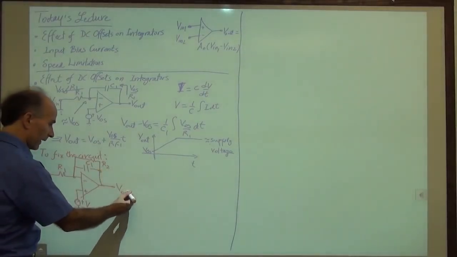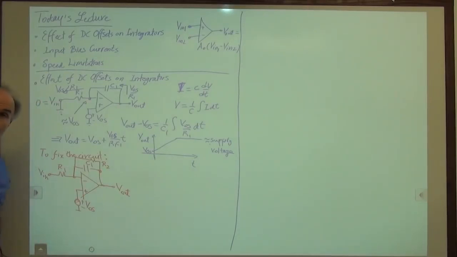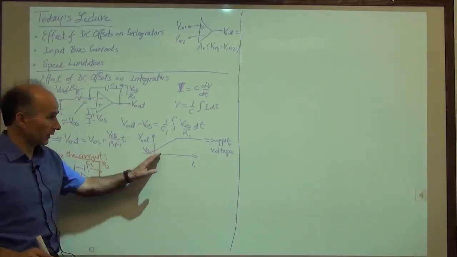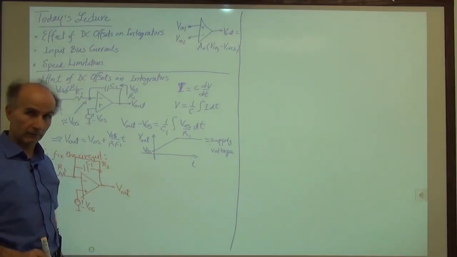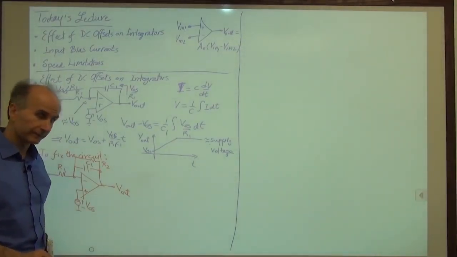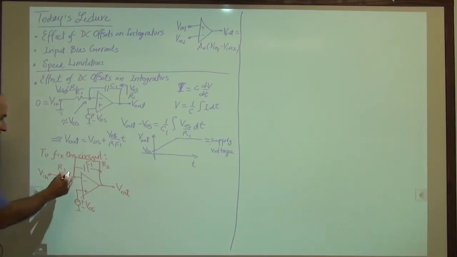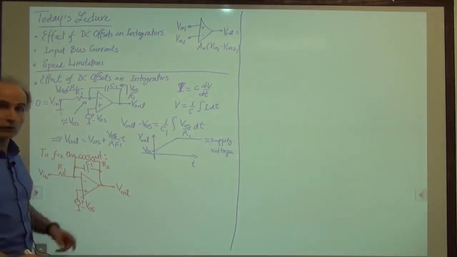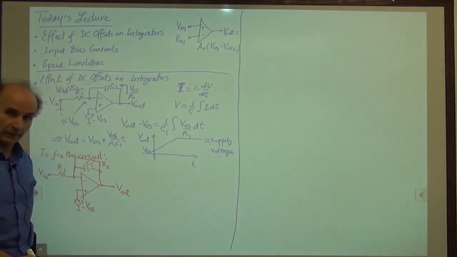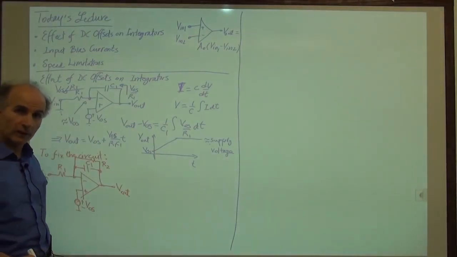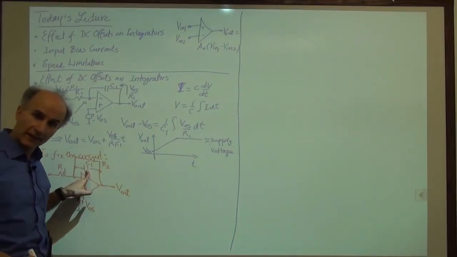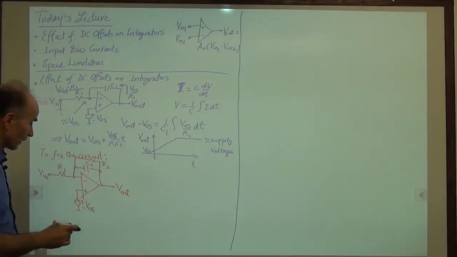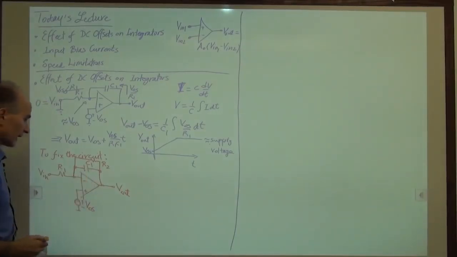And I claim that R2 does not allow the offset to be integrated indefinitely. It doesn't allow the offset to be integrated. So let's see how that's possible. Well, maybe the best way to think about this is to go to time infinity and see what happens. At time infinity, we are hoping that this capacitor will have no current through it if all the transients have died away. All right, so what exactly happens?